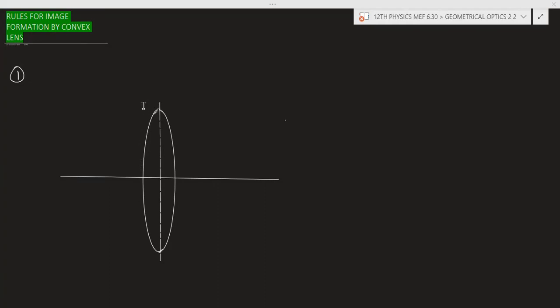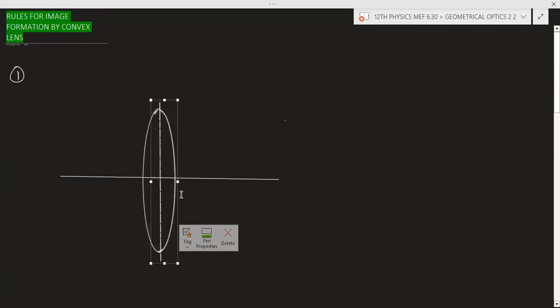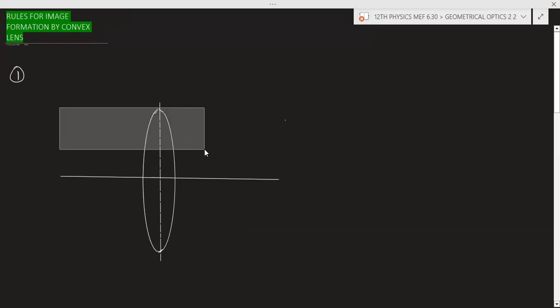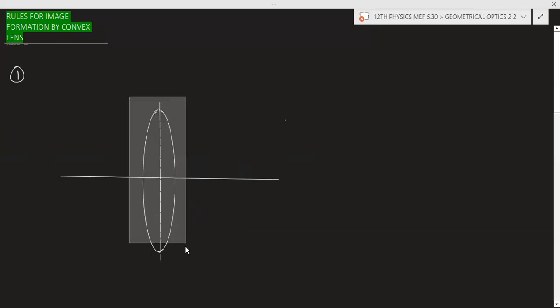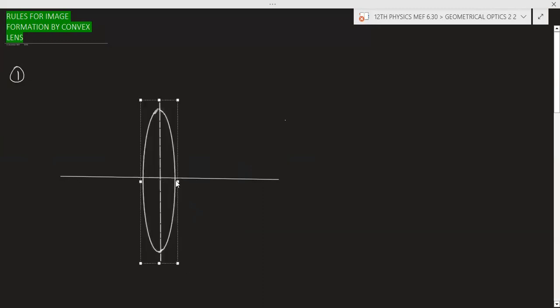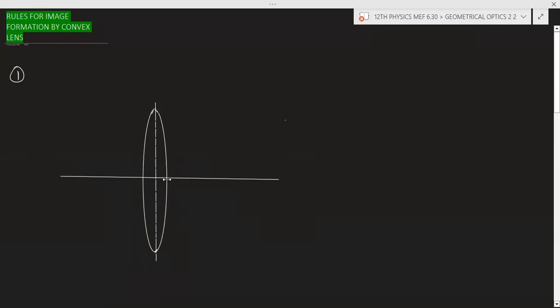In our syllabus, the lenses are very thin. What is the meaning of lenses being very thin? I can make this lens a straight line also, like this. This much thin lenses are there in our syllabus. Means we can just say the lens is like this, a very thin lens. So there are certain rules.